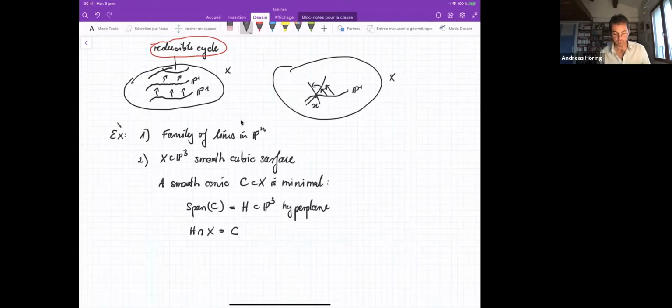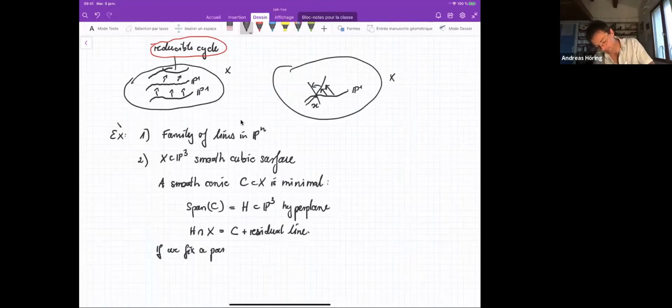Now how do I get the deformations of my conic? Well, I move around my plane, keeping the line fixed. This is one way to construct conics. This is why you can deform it, and so you cover your surface. However, when you fix a point, you will just get one conic in the family.